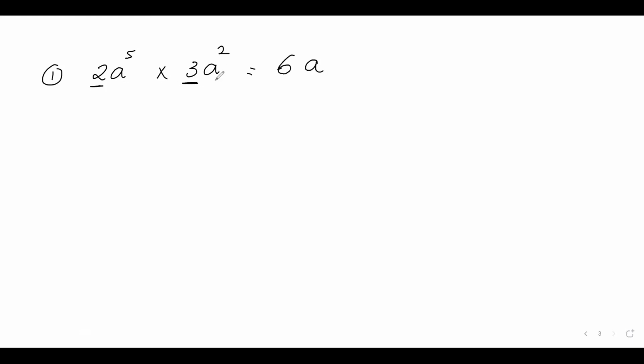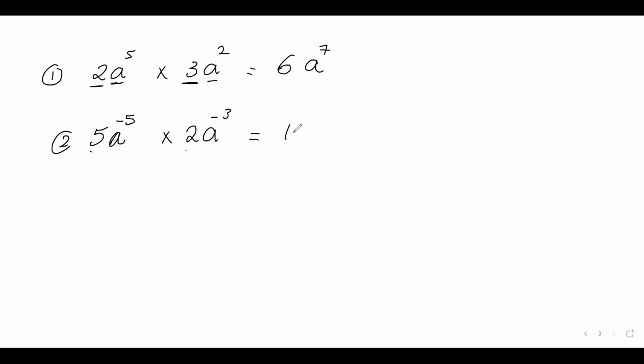And then apply index law here, a. So I will drop the same base, which is a. And then I will add the powers, which will give me a to the power of 5 plus 2, which is 7. The second question, I have something else here, which is 5a to the power of negative 5 multiplied by 2a to the power of negative 3. Let's work out this question together.